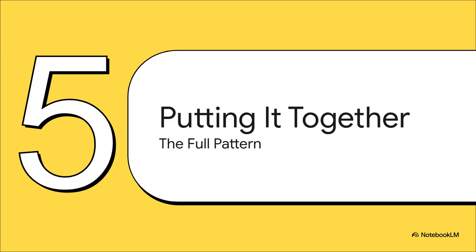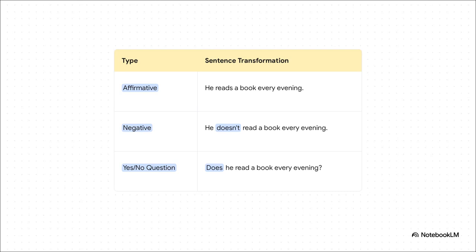Okay, let's put it all together now. We've looked at all the different pieces. Now let's see the full, complete pattern laid out right in front of us. This slide right here, this is your cheat sheet. This is the whole system in a nutshell. Look how consistent that pattern is. You start with the affirmative, he reads. To make it negative, you bring in doesn't, and the verb reverts to read. To ask a question, you start with does, and again, the verb goes back to read. Once you really get that pattern in your head, you can apply it to almost any verb you can think of. That is the key.